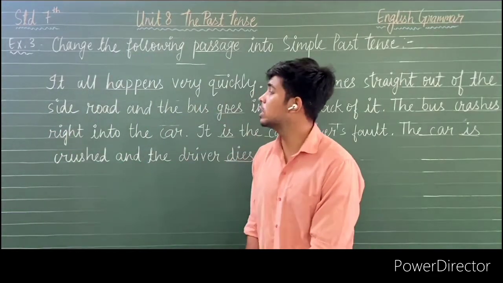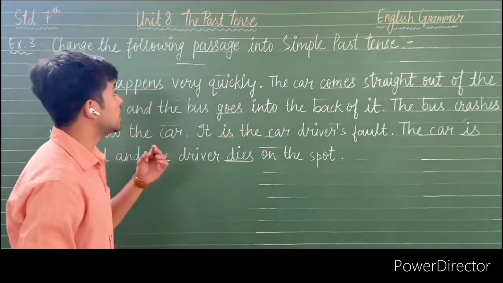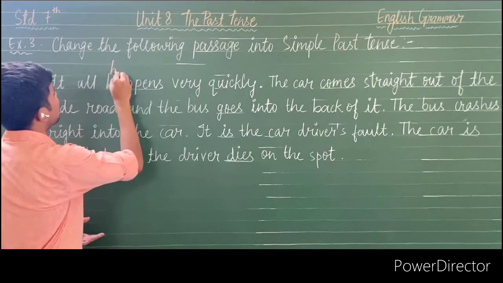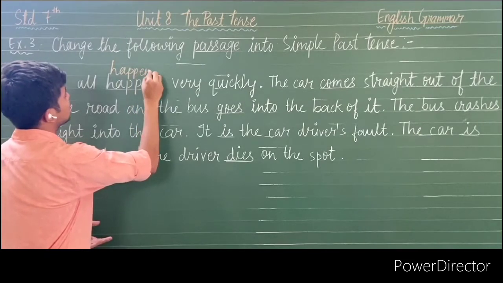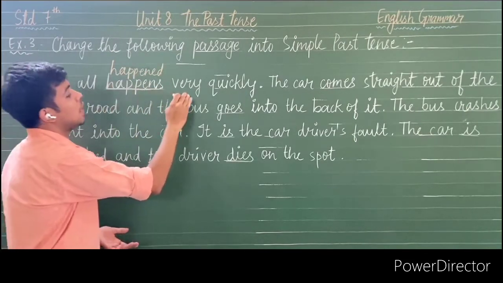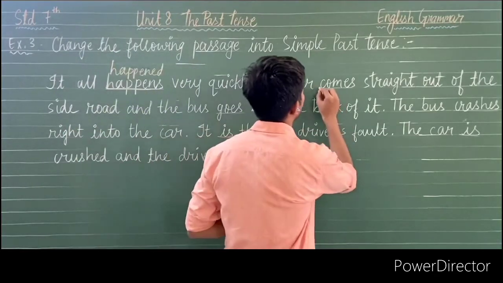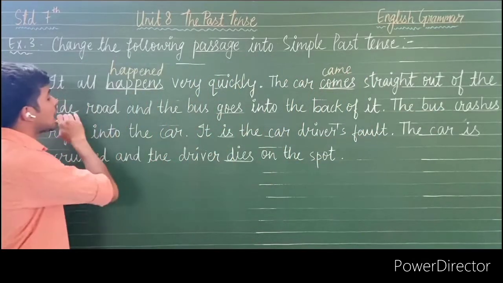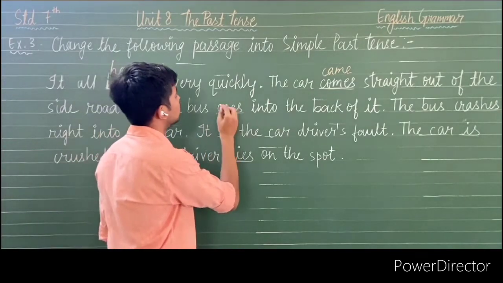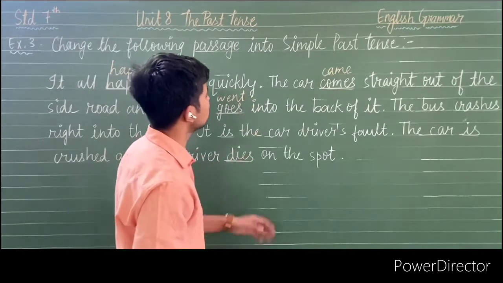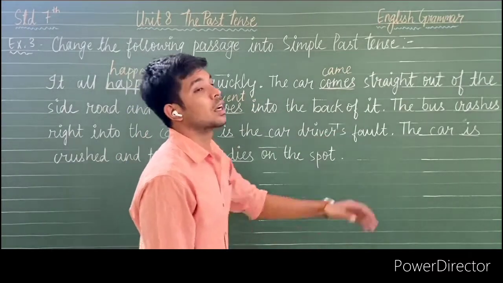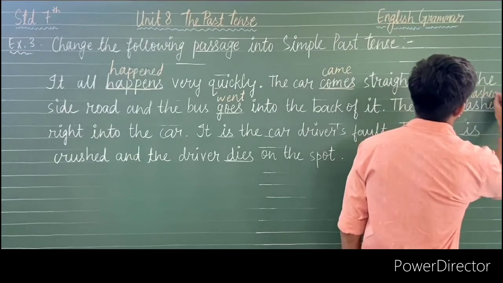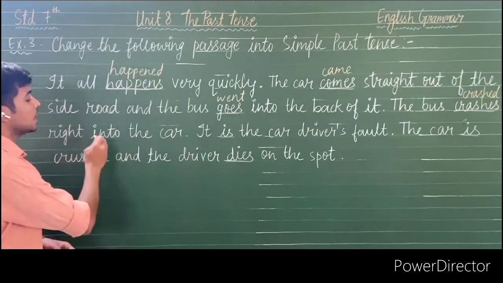So now we will convert this passage and we'll use the simple past tense whenever needed. "It all happens" will become "happened". It all happened very quickly. The car comes will become came straight out of the side road, and the bus goes will become went into the back of it. The bus crashes will become crashed. The bus crashed right into the car.